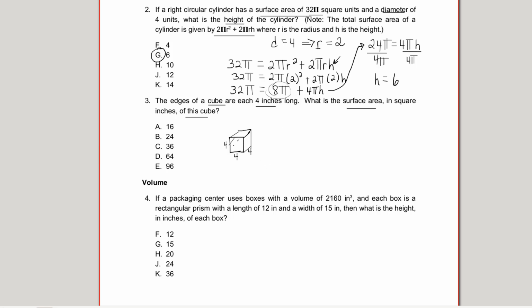So let's just look at the area of this front face. The area of this one side is going to be side squared, so 4 times 4 is equal to 16. Now working forward for surface area, we're going to take this and multiply it by 6 because this is our number of faces on a cube, and they are all the same for a cube. So we have 16 times 6, which is 96 square inches, and that is answer choice E.